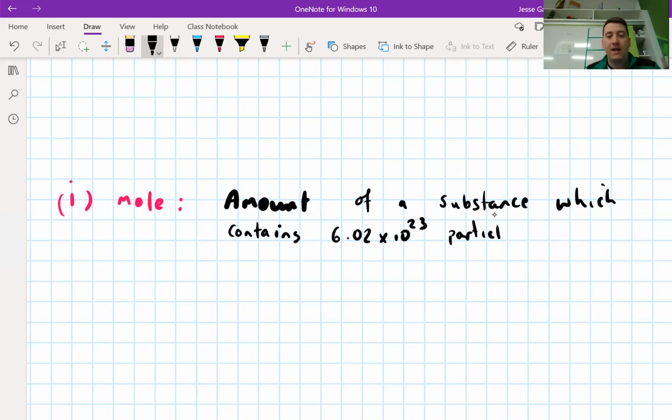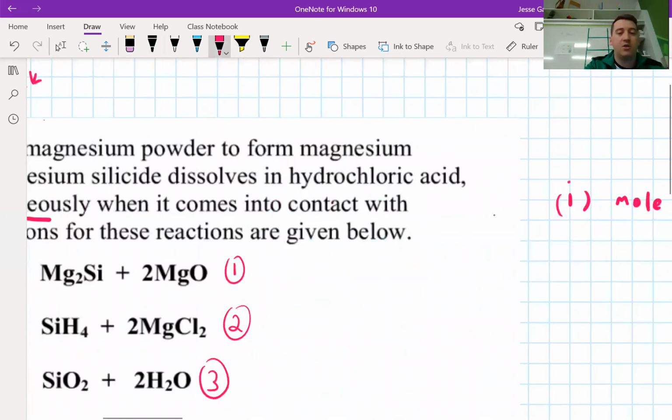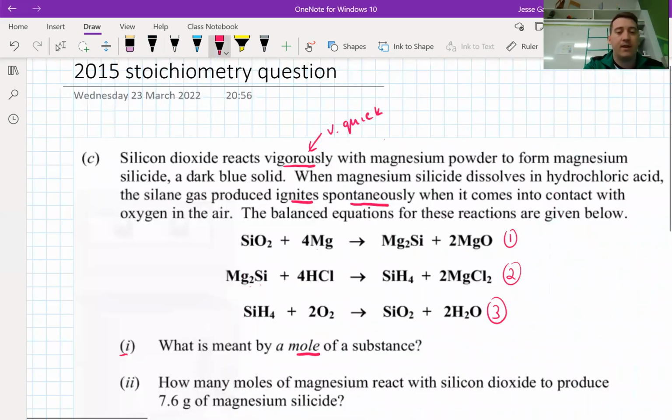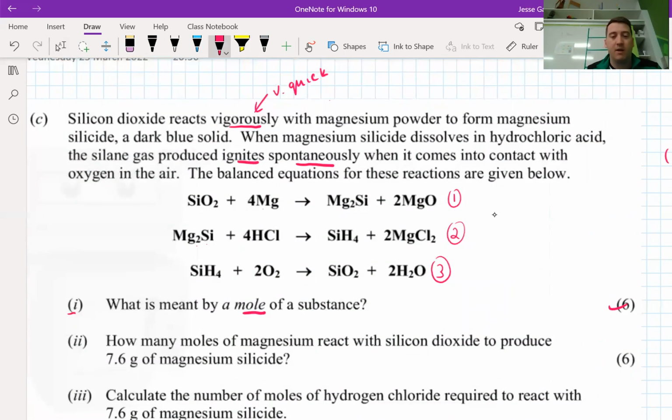Now, those particles can be anything. They can be oxygen particles, they can be hydrochloric acid particles, they could be sodium chloride particles, they could be helium atoms. It doesn't matter. That's why we use the word particles. But this here is the key bit. A mole is this number of things. So it's an amount of a substance which contains 6.02 by 10 to the 23 particles. All right, let's jump on to the second bit. All right, that's done, dealt with, 6 marks in the bag.